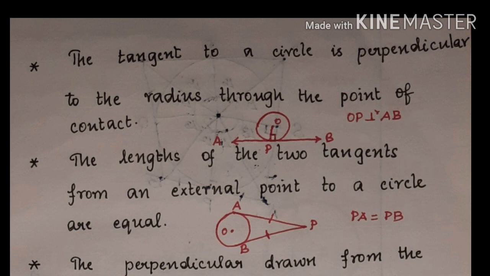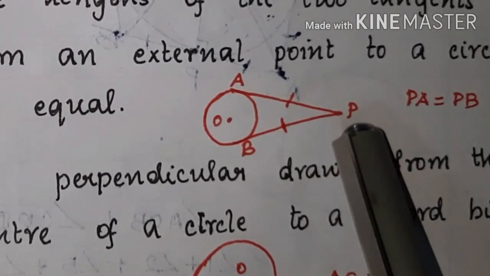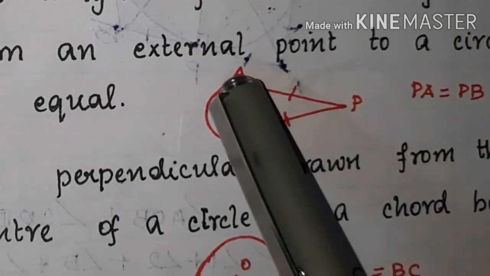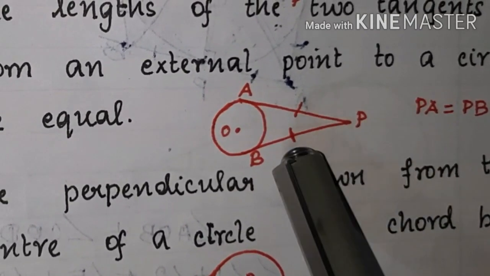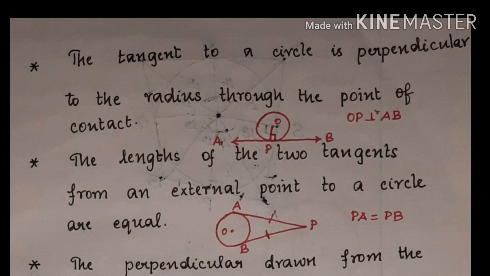Now coming to the next result. The lengths of the two tangents from an external point to a circle are equal. So, whenever from an external point two tangents are drawn to a circle, they will be equal in length. So, here this is the external point and these are the two possible tangents. So, they will be equal in length. That is, PA will be equal to PB.